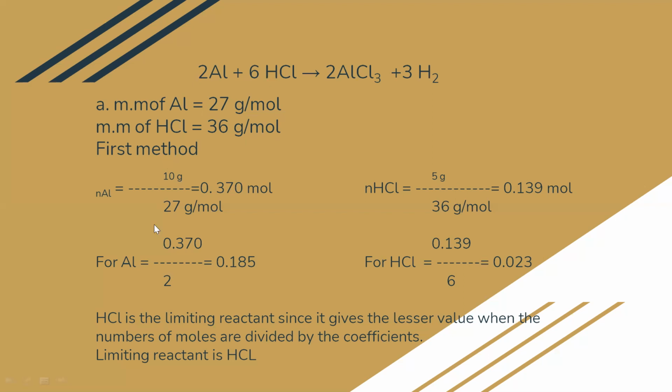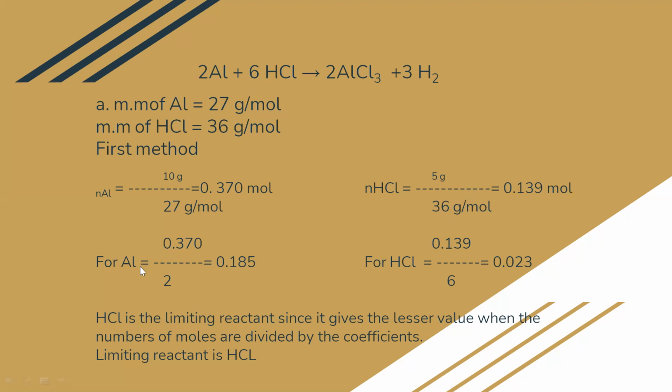For the first method, we have here the number of moles of aluminum. That would be 10 grams, which is given, over 27 grams per mole. So 10 divided by 27, the answer is 0.370 moles. Cancel the grams. Another one is the number of moles of hydrogen chloride. We have 5 grams of hydrogen chloride in the given problem over 36 grams per mole. Therefore, 5 divided by 36 is 0.139 mole. Cancel the grams.